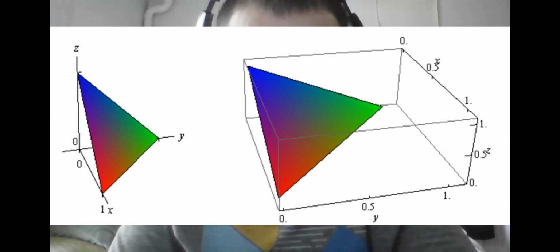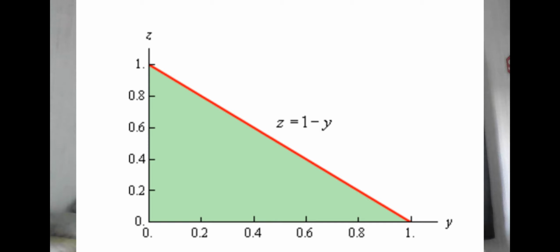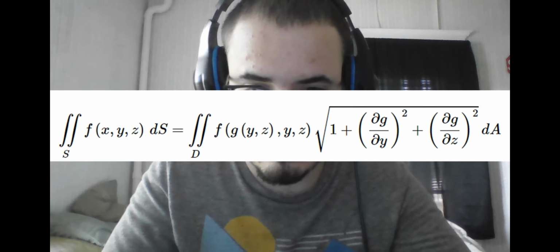Graph out the function in 3 dimensions, but then look at a cross-sectional area of it in 2D, and see that y is limited between 0 and 1, and z is limited between 0 and 1 minus y. We see, even though it may not be explicitly in the formula given above, we can rearrange it to express x as a function of y and z instead, and do the appropriate replacement.